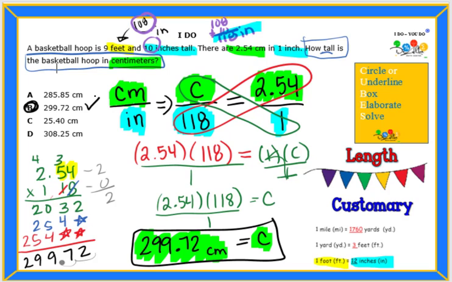So let's go back and remember that in this problem we had to do 2 proportions: one to convert the feet to inches so that we could have 1 unit of measurement for the basketball hoop, and then we could change those inches using our equivalent measure, 2.54 centimeters in 1 inch. And that's how we got our answer, 299.72.